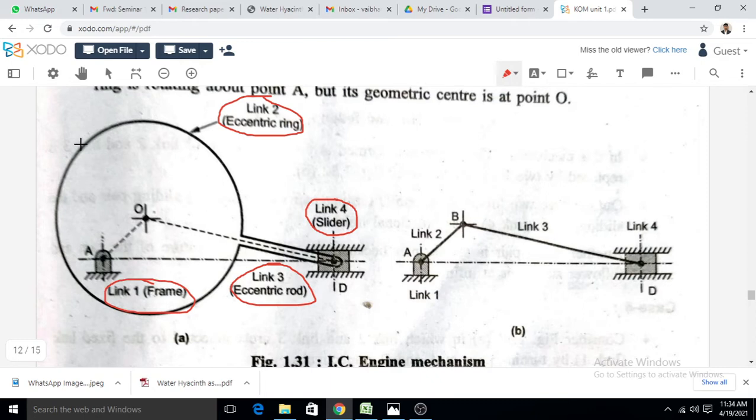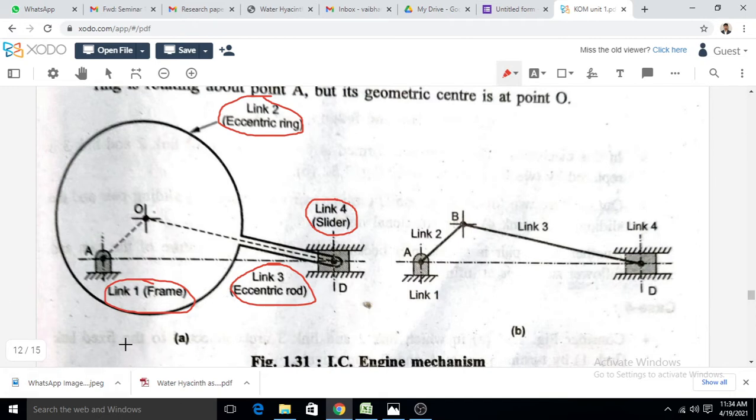This whole circle we call a ring, and it has a part, the eccentric rod, meaning this ring has an eccentric rod. So the ring is link 2 and the eccentric rod is link 3. This whole part of ring and rod is not a single part. We will consider it equivalent to two linkages: one is the eccentric ring and the other is the eccentric rod.